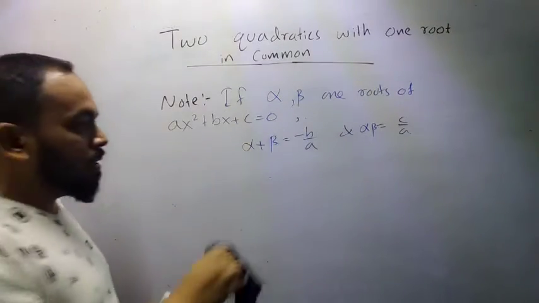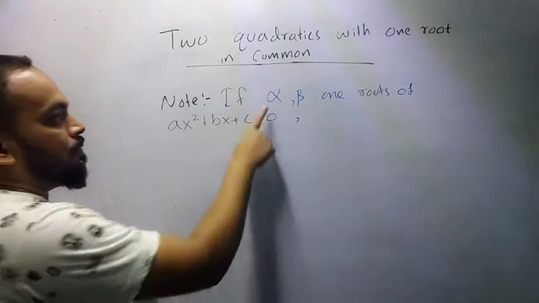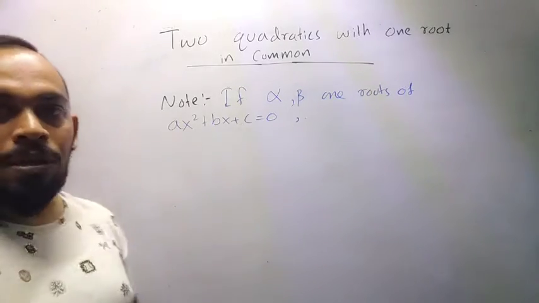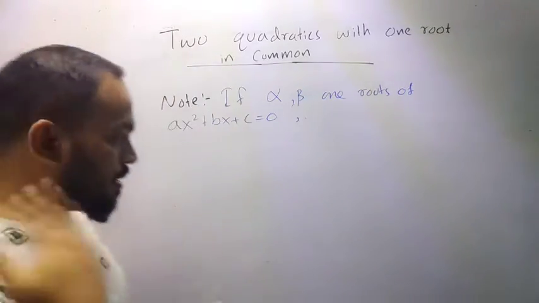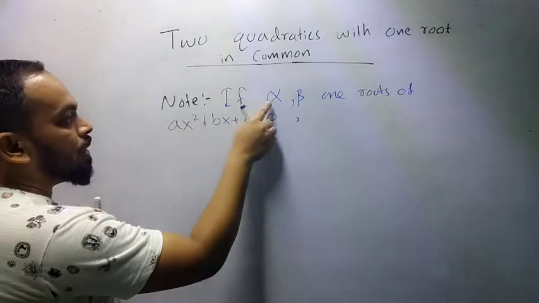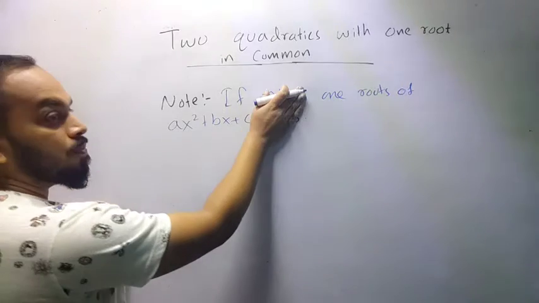But we don't need this one. I just wanted to refresh you on this. So what does it mean if alpha and beta are roots of ax squared plus bx plus c equals 0? So what is the intuition behind this? It means that if you replace x with alpha, this part will become 0.